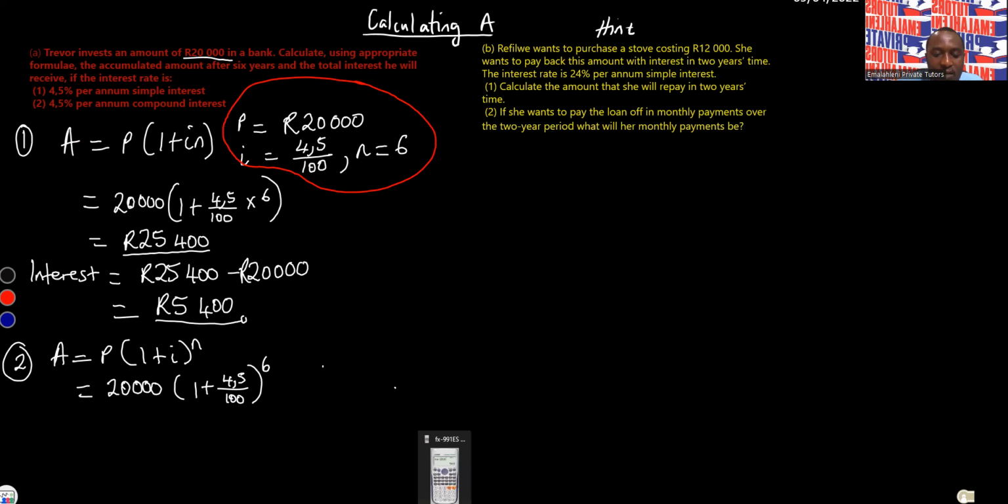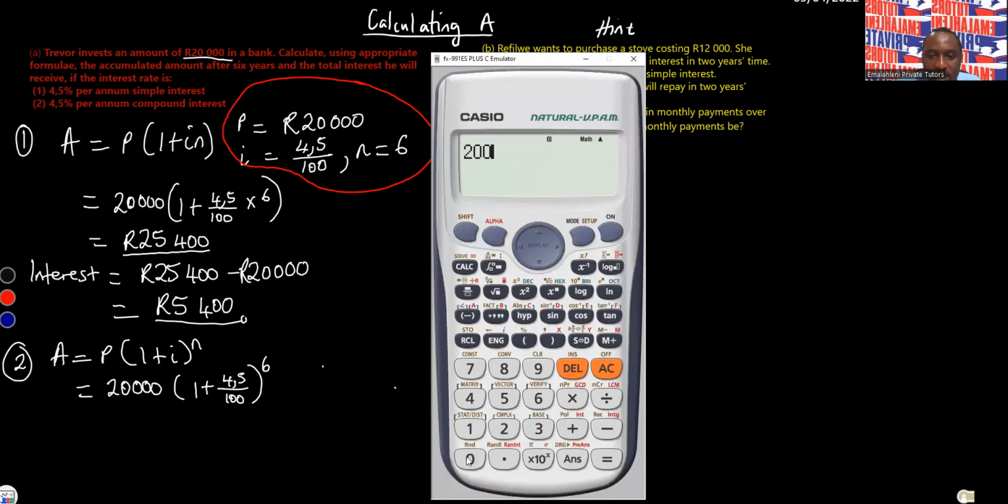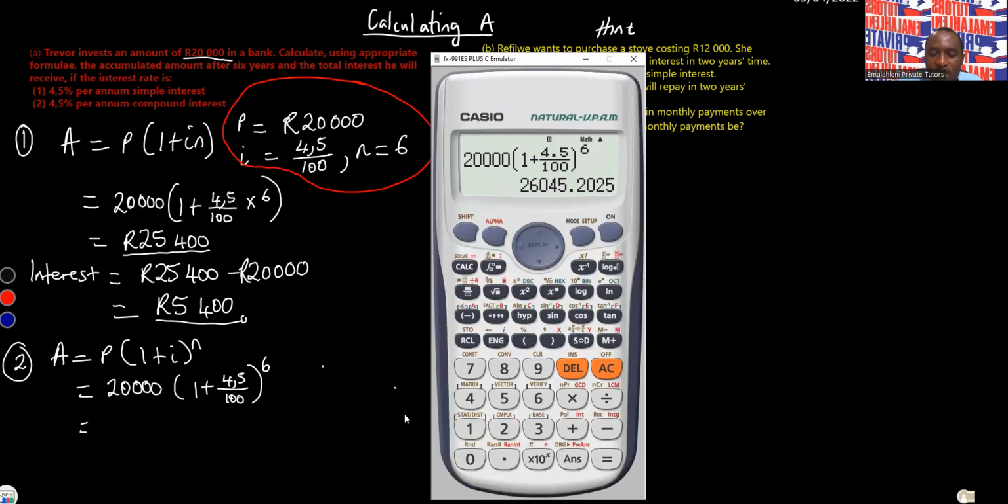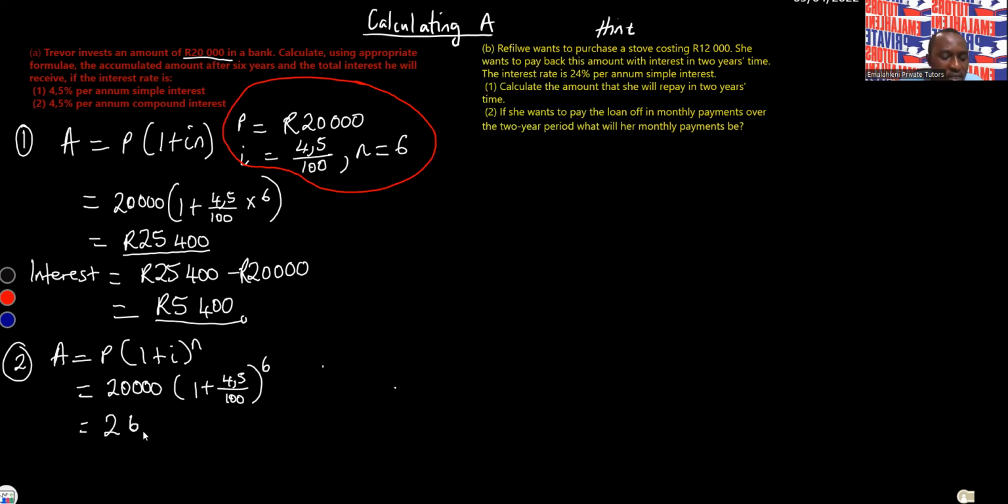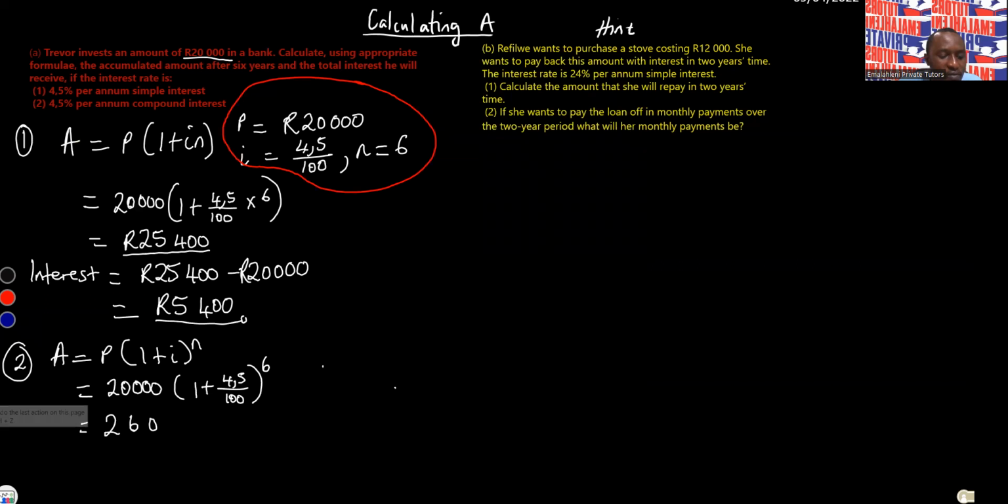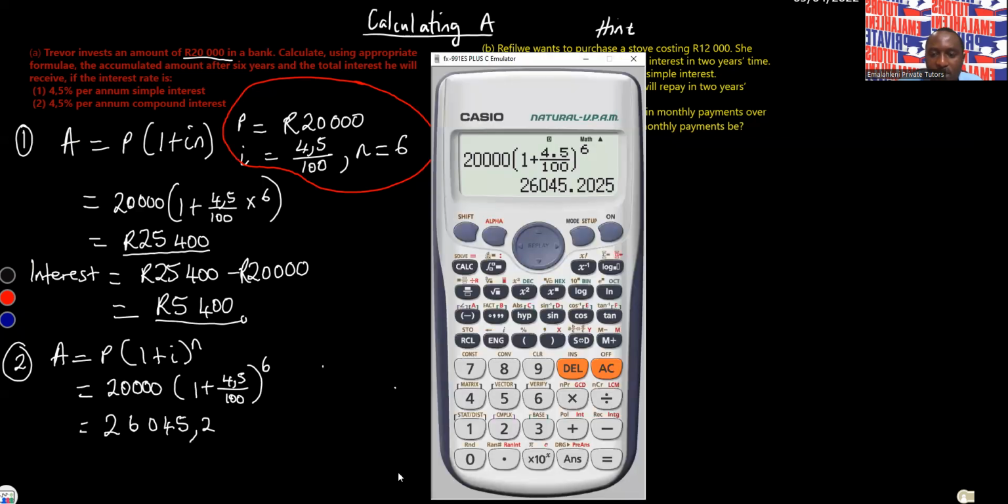So here we punch in our calculator. Let's see what we get. 20,000. We open the bracket, 1 plus 4.5 over 100. We close the bracket, to the power of 6. Then see what we get there. We are getting 26,045 comma 20.